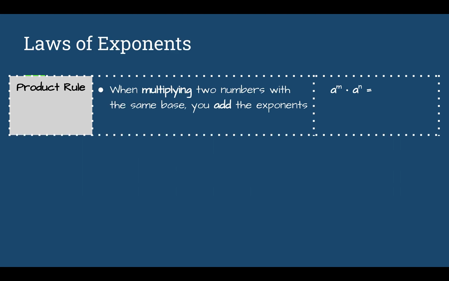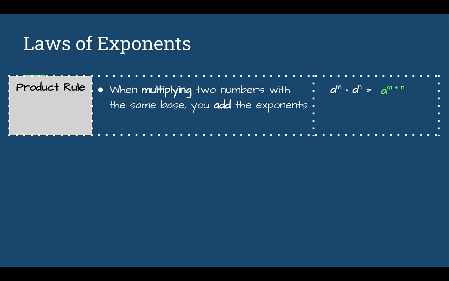Now that we know our parts of our exponents, let's look at some of the rules or laws of exponents. So the first one is the product rule. This says that when multiplying two numbers with the same base, you add the exponents. In all of these rules, the key is they need to be the same base. So here we have an example, a to the m times a to the n.